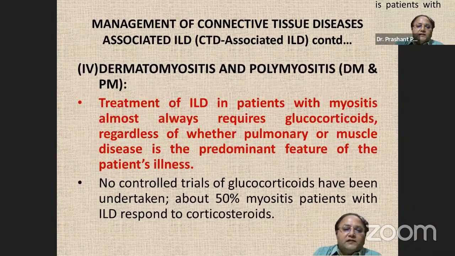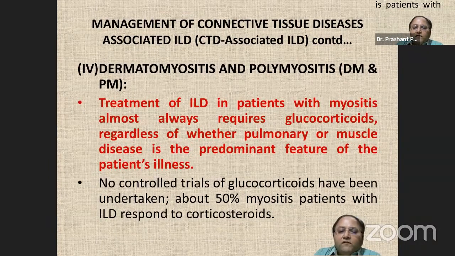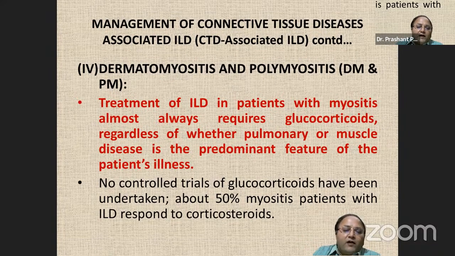Dermatomyositis and polymyositis. Treatment of ILD in patients with myositis almost always requires glucocorticoids, regardless of whether pulmonary or muscle disease is the predominant feature of the patient's illness. No controlled trials of glucocorticoids have been undertaken. About 50% of myositis patients with ILD do not respond to steroids.